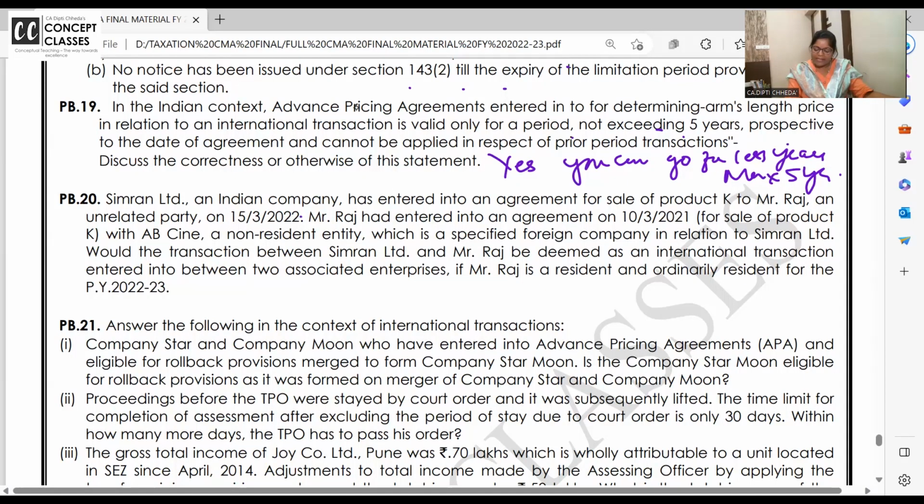Simran, an Indian company, has entered into agreement for sale of the product K to Mr. Raj, unrelated party, on 15th March 23 करो दोनों को. Raj has entered into agreement for sale of the product with ABC, a non-resident, which is specified foreign company in relation to Simran. Would the transaction between Simran and Raj be deemed as international transaction entered into between two associate enterprise?